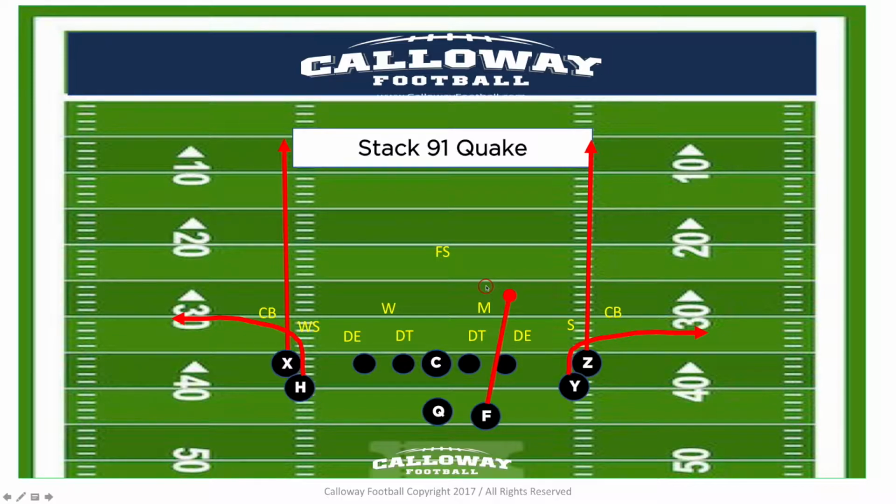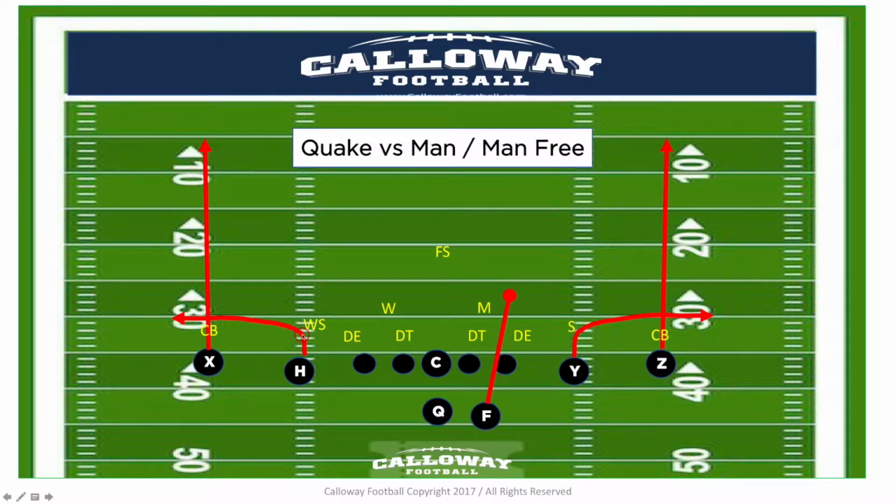Another thing you can do against man coverage by formation is go stack. So you can see up here, this is called Stack 91 Quake. We'll stack our receivers. When they're in man coverage and you stack your receivers, it makes it a little more difficult and puts a little more pressure on those defenders, in how they make their alignment and how they switch off based on the routes. So we like running it against that.